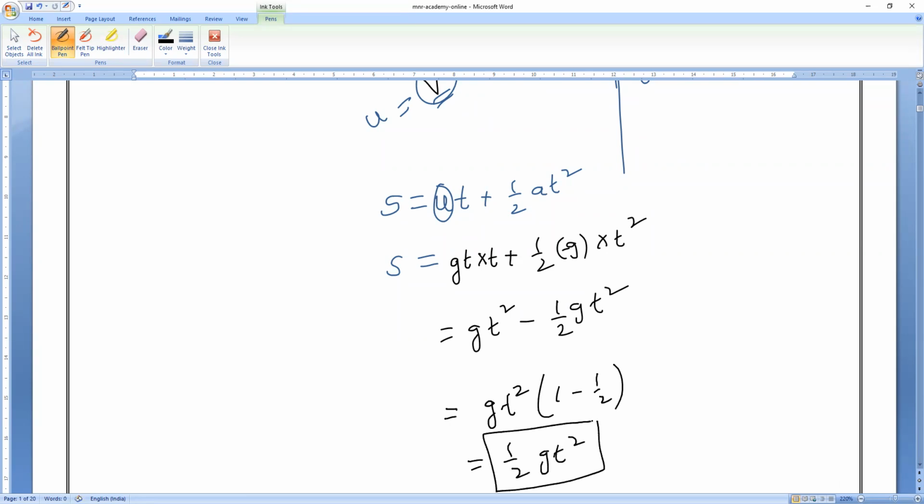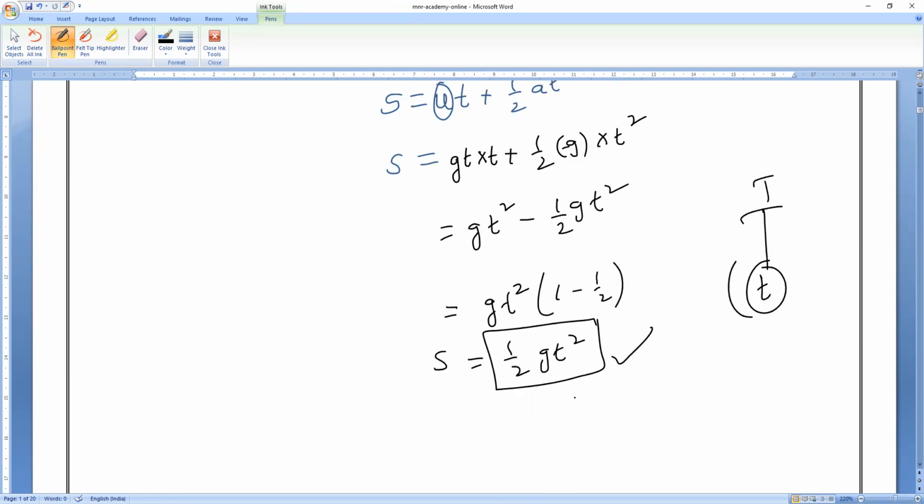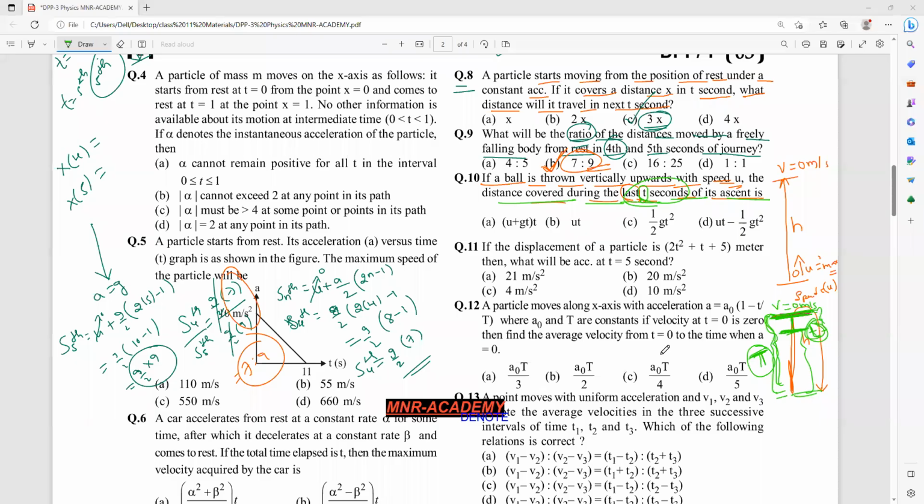So what is the distance traveled by that body at t seconds before reaching the final destination? How much is it? Half g t square. So that is the distance traveled by the body before it reaches the final destination. So you can see that. What is the answer? Matching everybody? C, half g t square. That is what you have to remember. Do you all understand, everybody? Clear? Yes, sir.